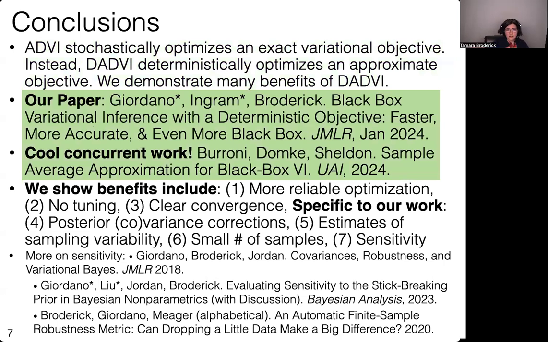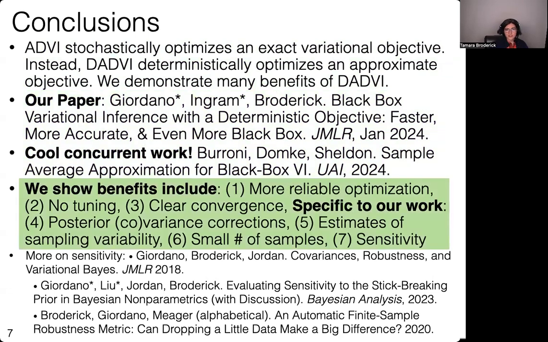Our paper appeared in JMLR in 2024. There's also super cool concurrent work that I encourage you to check out that appeared in UAI in 2024. Both sets of work describe how we get more reliable optimization by taking the sample average approximation instead of SGD for this particular problem, so that we avoid these annoying tuning parameters, and we get clear convergence criteria.